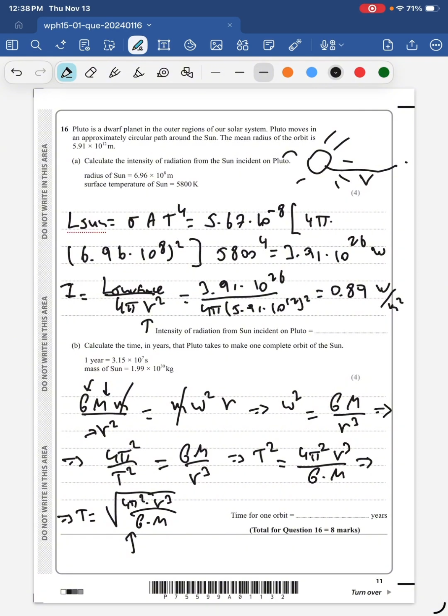And if we do plug in numbers, we find 7.89 times 10 to the 9 seconds, which is 249 years, guys. Okay? So if you lived on Pluto, you would have birthdays every 249 years. So let's move on.